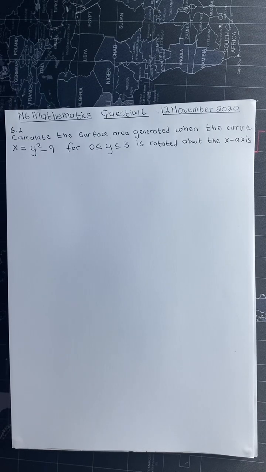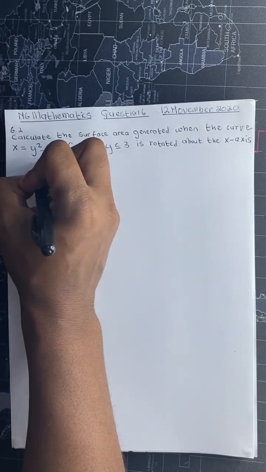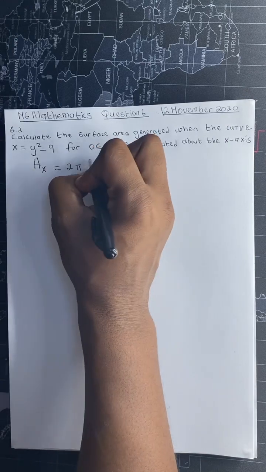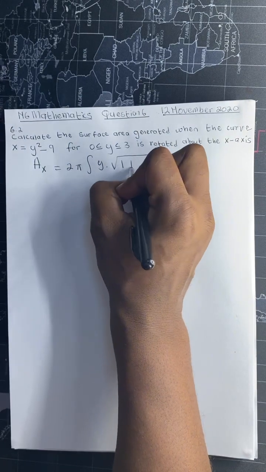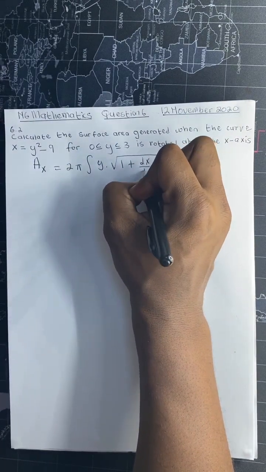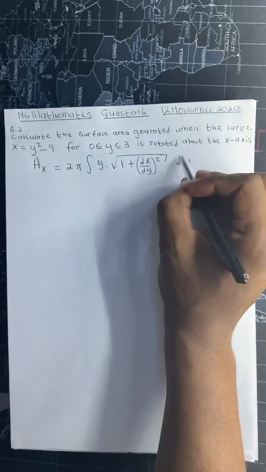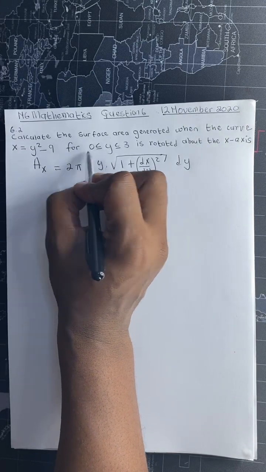Question 6.2, we have to calculate the surface area generated when the curve x is equal to y squared minus 9 for y from 0 to 3 is rotated about the x-axis. So to calculate this surface area, we use the formula A_x is equal to 2 pi integral of y multiplied by the square root of 1 plus dx over dy squared, dy. So we are using this dy because our boundaries are in the form of y. So y is from 0 to 3.